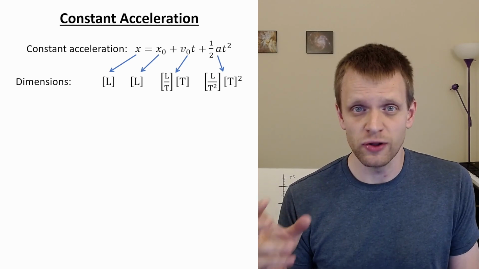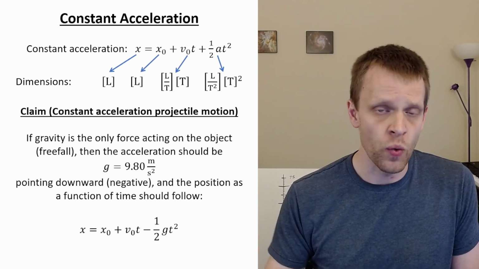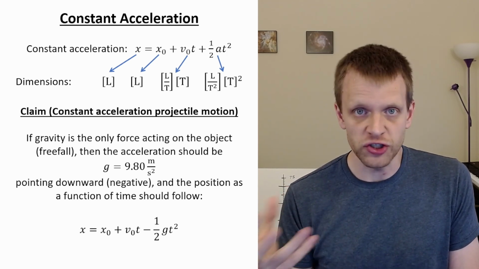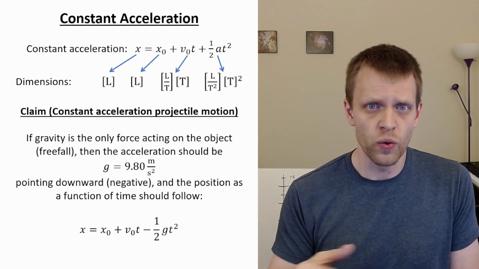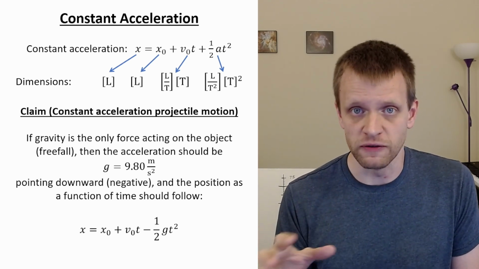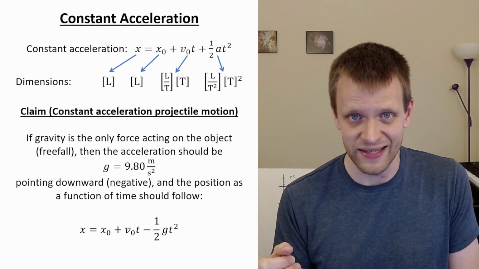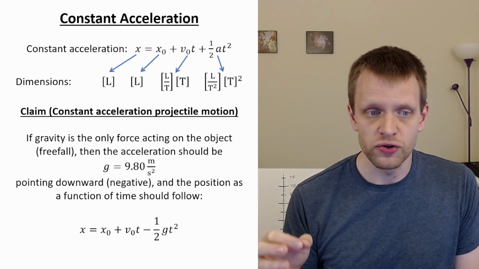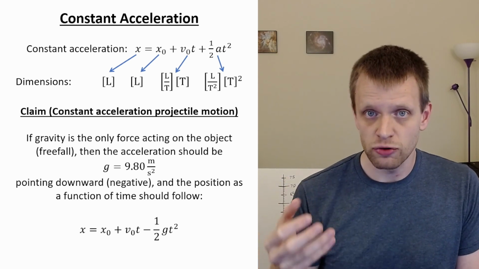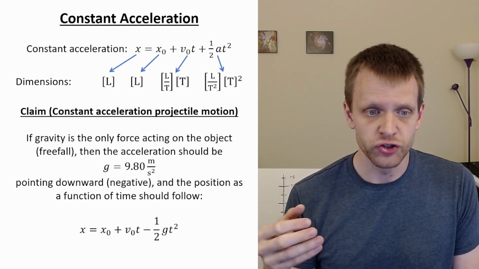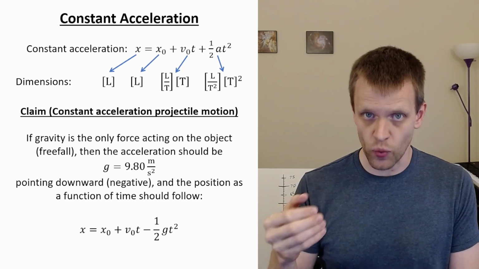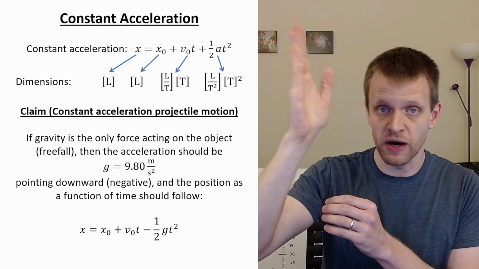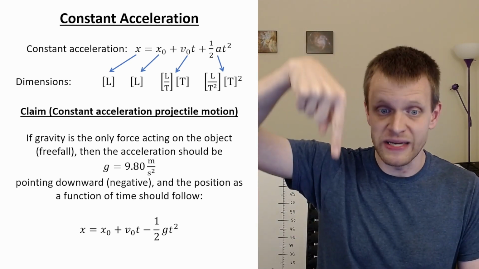we're going to specifically look at projectile motion. So what happens if I have an object freely falling just under the influence of gravity, where there is a negligible amount of air resistance and no other forces acting on it? The claim is that if gravity is the only force acting on this object, the value for that acceleration should be 9.8 meters per second squared, pointing directly downwards. So if we pick up to be the positive direction, this acceleration should be negative.